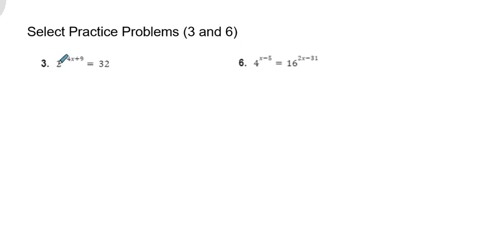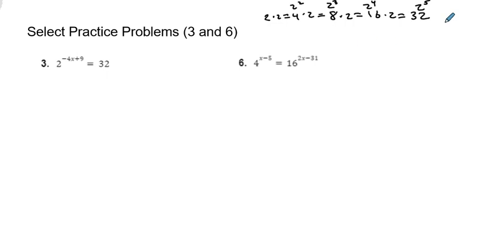Here's the thing. I've got 2, which is good. So what can I do to get these to have the same base? Let's see if 32 is maybe a power of 2. We go 2, that's 2 to the 1 power, times 2 is 4, that's 2 squared. Multiply by another 2, you get 8, that's 2 to the 3rd power. Another 2, you get 16, that's 2 to the 4th. Another 2, you get 32, which is what we're after, and that's 2 to the 5th power.